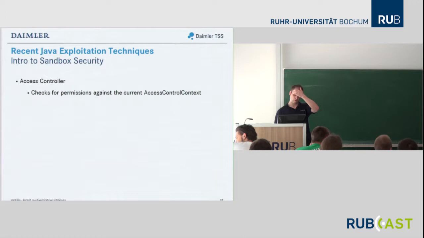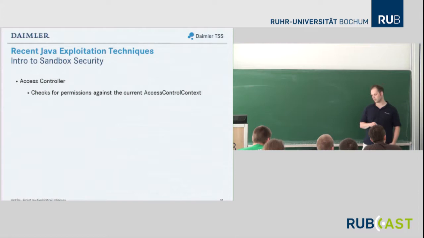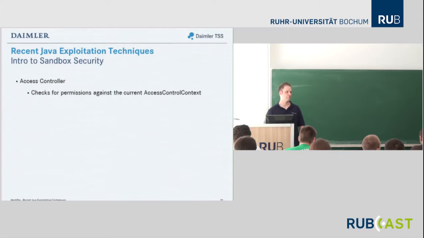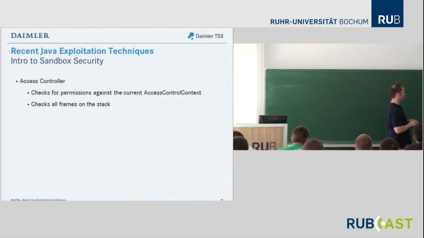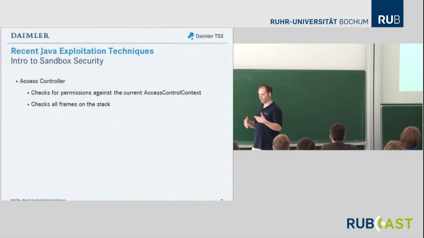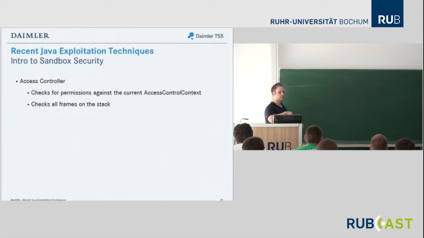So the access controller, and now we're getting a little bit deeper, is checking the current access control context. And the access control context is an abstraction for what privileges you have. This object is checking if only trusted code is on the stack. If your code comes from a non-privileged class loader, if your method is running and it's marked non-privileged, it won't run. And the access controller is always checking the whole stack, so the whole method call stack, for only trusted code. If not, you don't have any permissions.